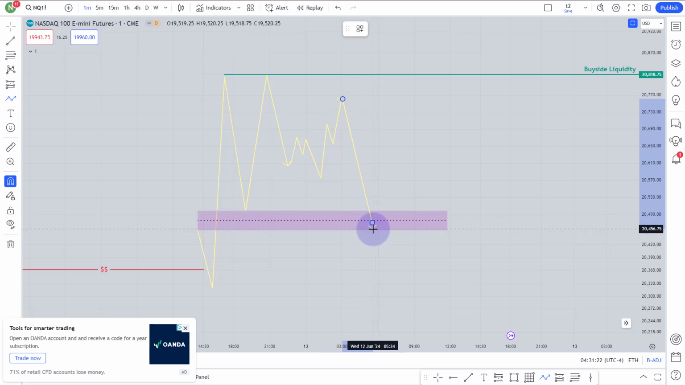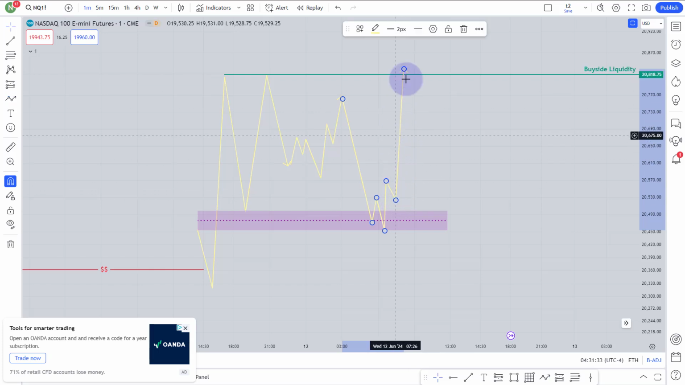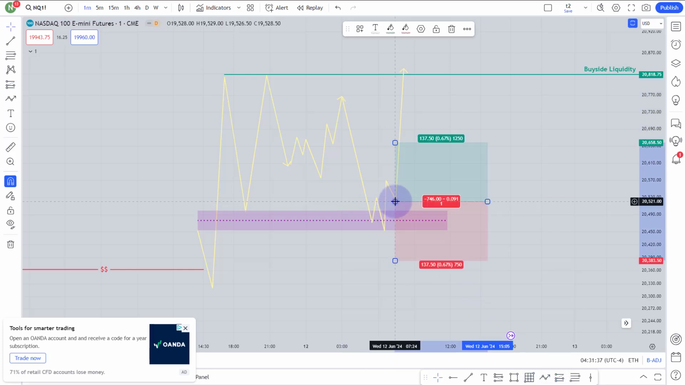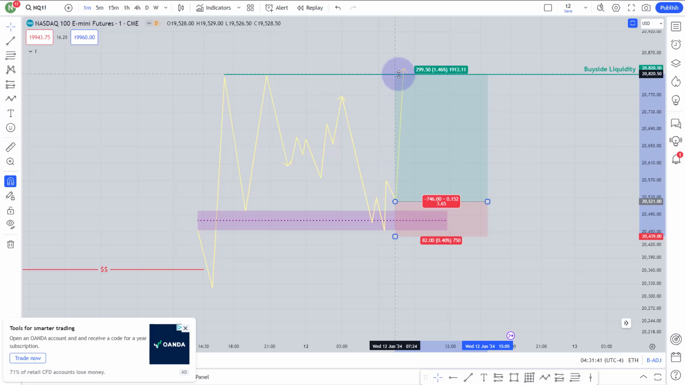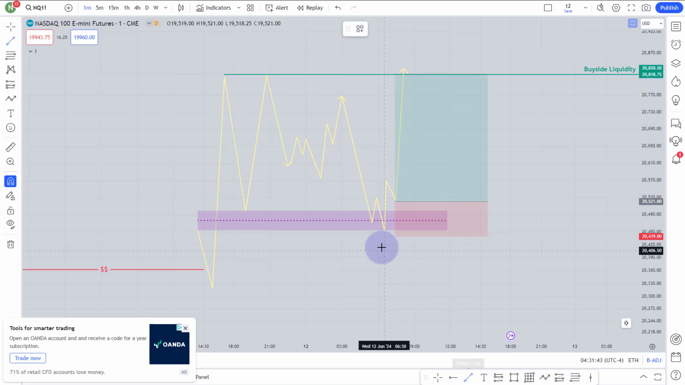Price came here, you have waited over there, and now you are on the 1 minute chart, and you saw that the market has given you a market structure shift after taking liquidity, with a fair value gap trade entry. Then boom, the market runs until that buy side liquidity. So you have taken your entry at that fair value gap, and you targeted over there. Okay, so let me mark the setup.